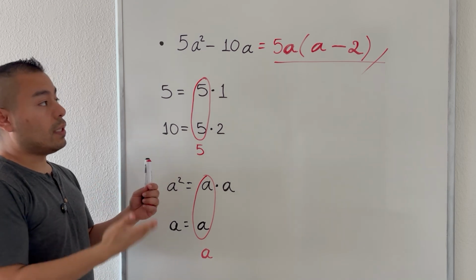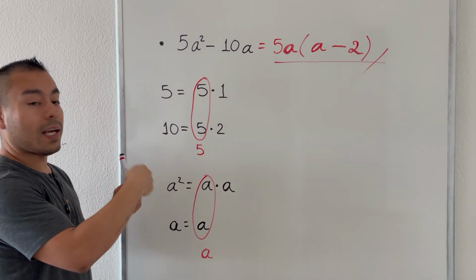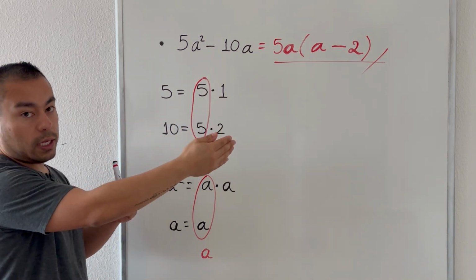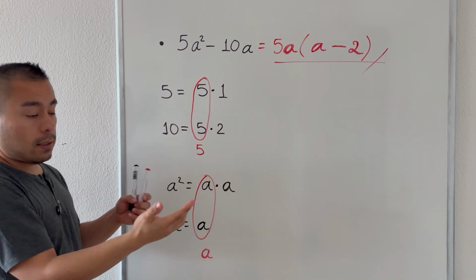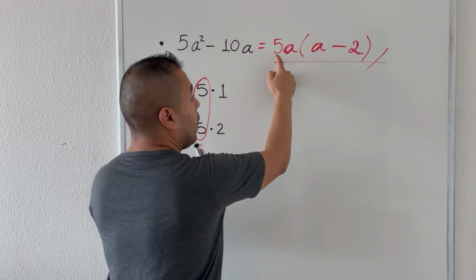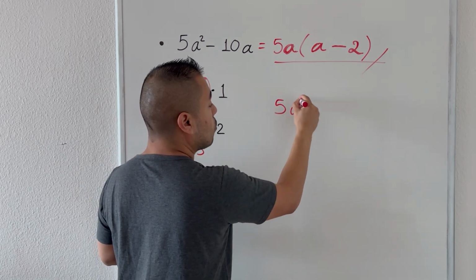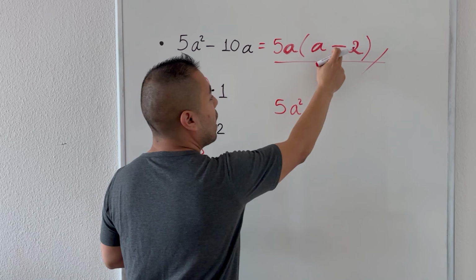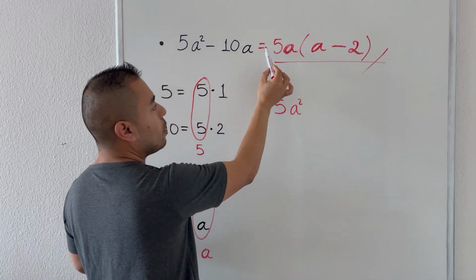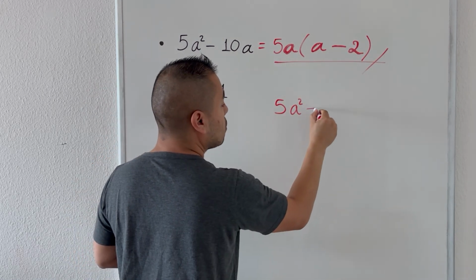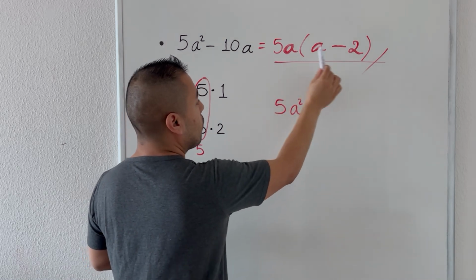It's easy to prove that this is correct. You just need to do the expansion or to do the multiplication. And we can do that by saying 5a by a is 5a squared. And 5a by minus 2, in this case, will be plus by minus is minus by the rule of signs. 5 by 2 is 10.